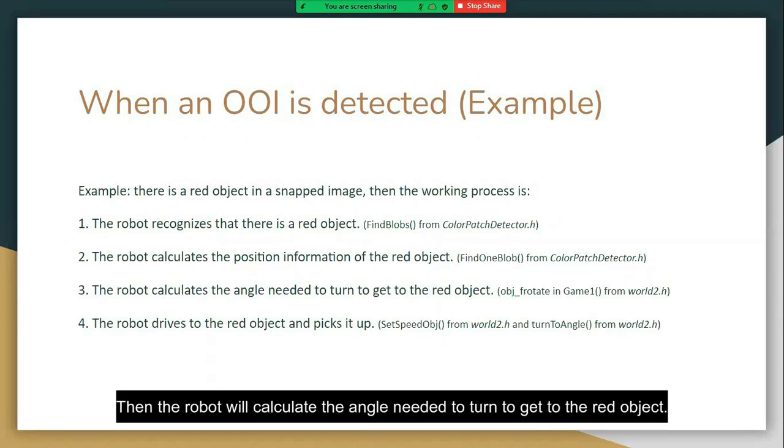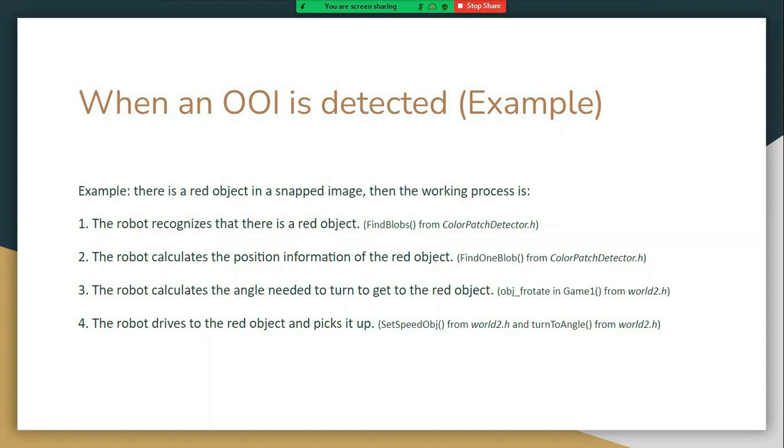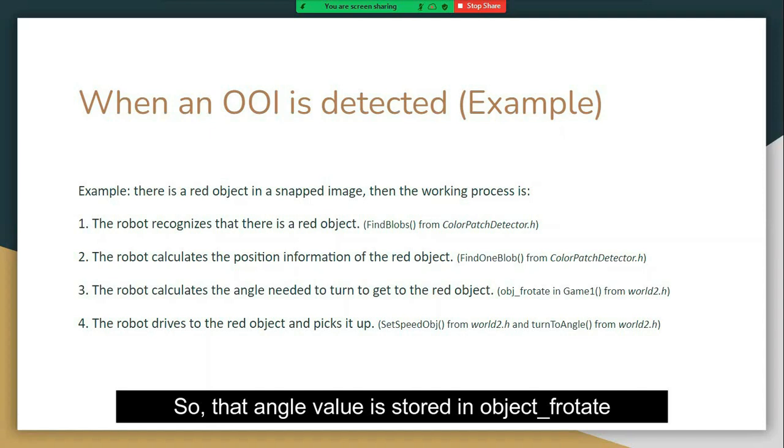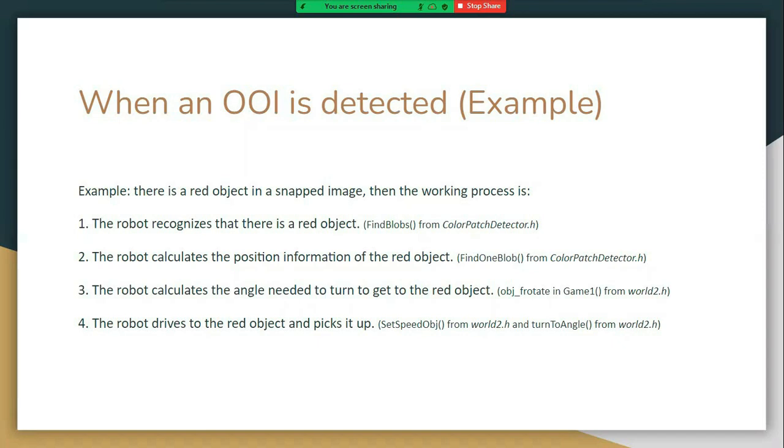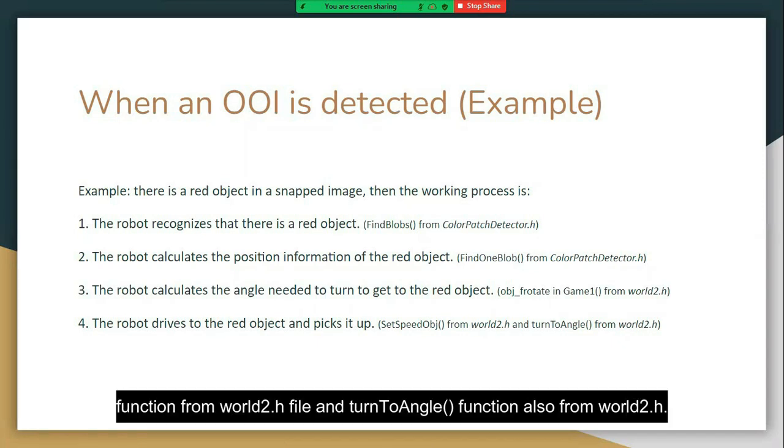Then the robot will calculate the angle needed to turn to get to the red object. That angle value is stored in object rotate, which can be found in the game one function from wall2.h. After that, the robot drives to the red object and it will do the pickup. The driving functions can be done by the setSpeed obj function and the turn to angle function from wall2.h.